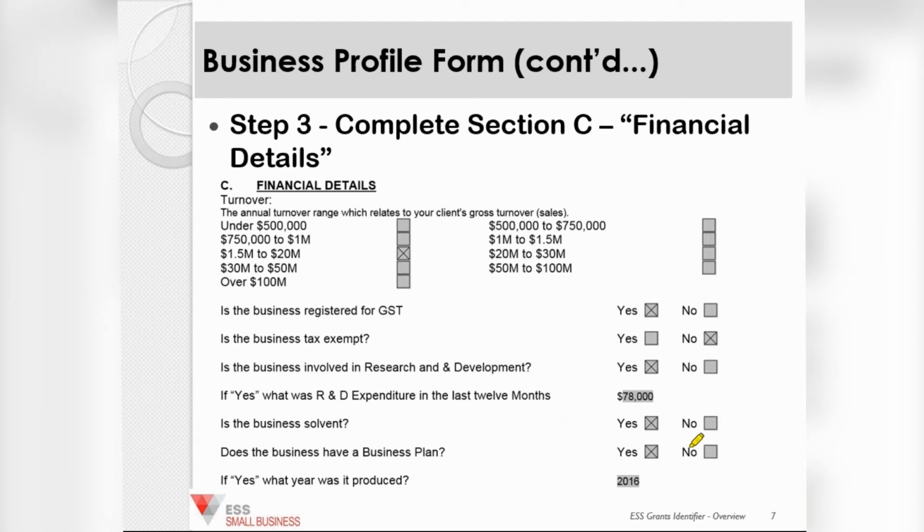Does your business have a business plan? Some government grants require the business to have a business plan when the application is submitted. That's the reason we're asking that question. And we'd also like to know when it was produced. Because it was produced 10 years ago, we will be suggesting to you that your business plan needs to be updated.